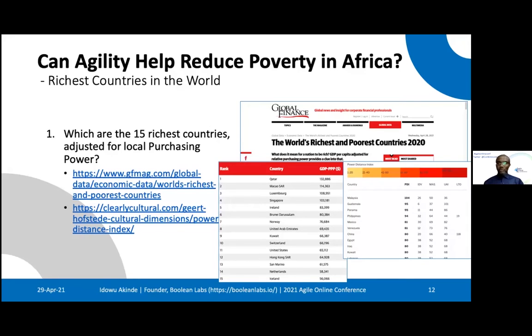And we have to respect... We're empirical. Empiricism is one of the pillars of agility. So we respect the data. Let me put it like that.